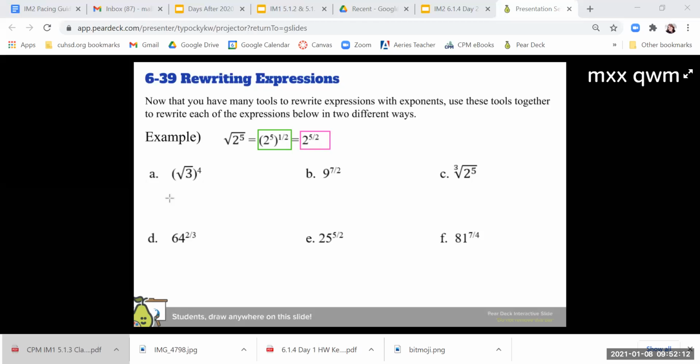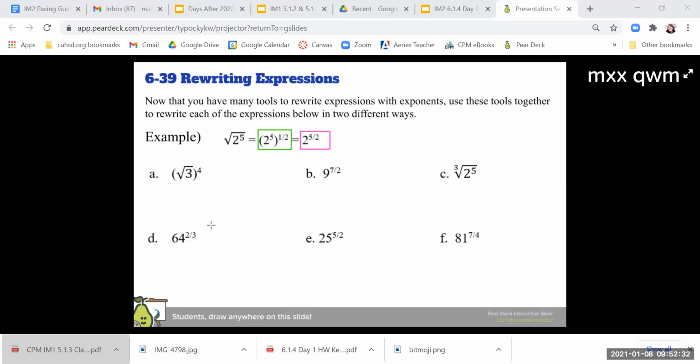Okay. So in part A, what I see is a radical notation inside with root 3. So my first instinct is, well, could I rewrite it where it doesn't have a root radical notation, where it's with exponents instead?